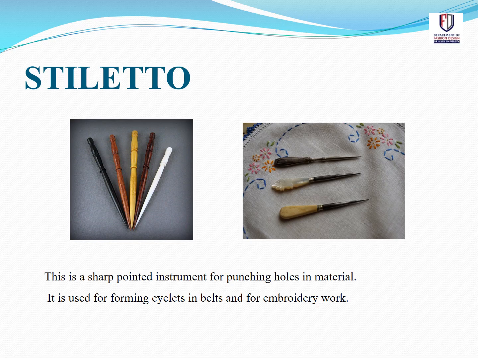Stiletto. This is a sharp pointed instrument for punching holes in materials. It is used for forming eyelets in belts and for embroidery works. Again, these are also available in different materials, wood, metal and others.